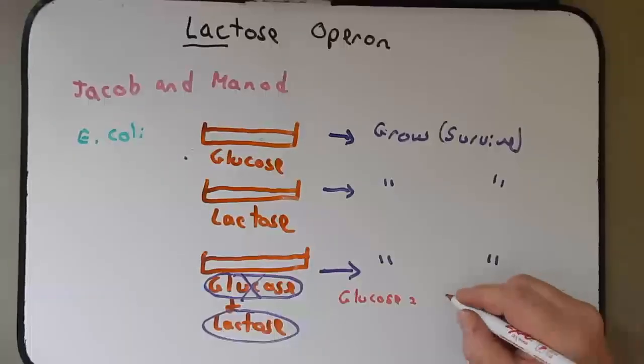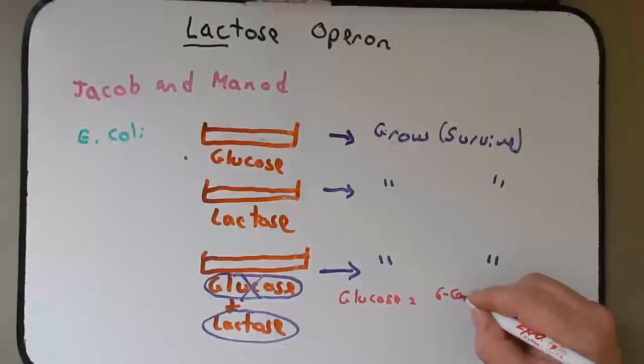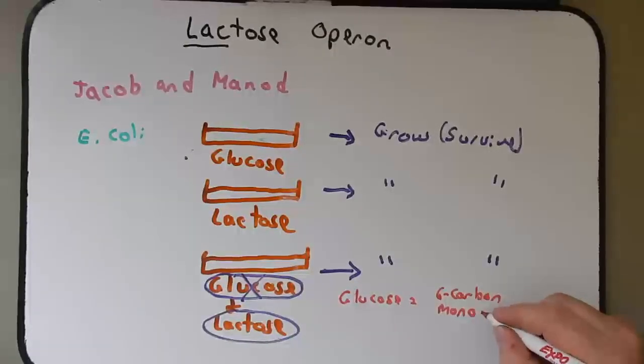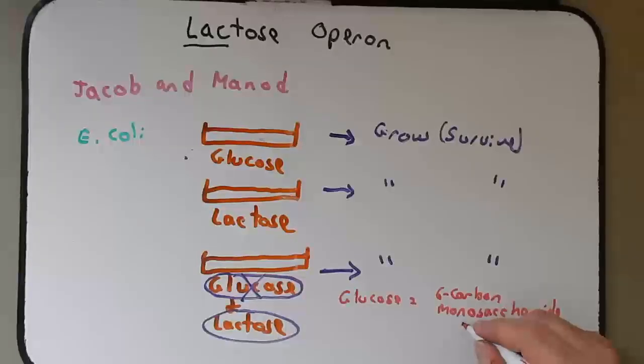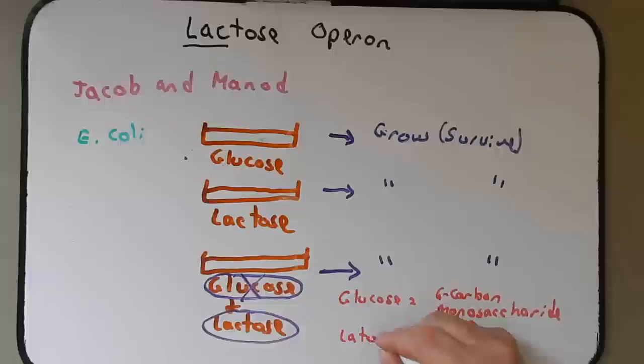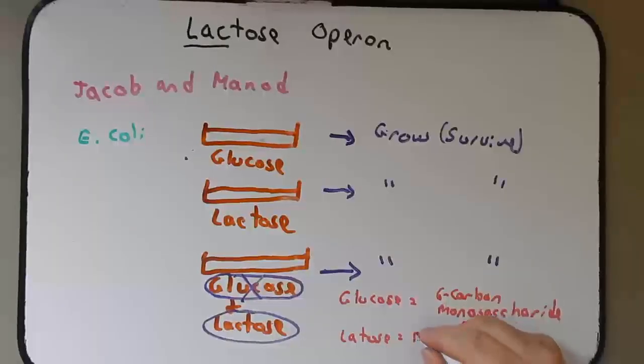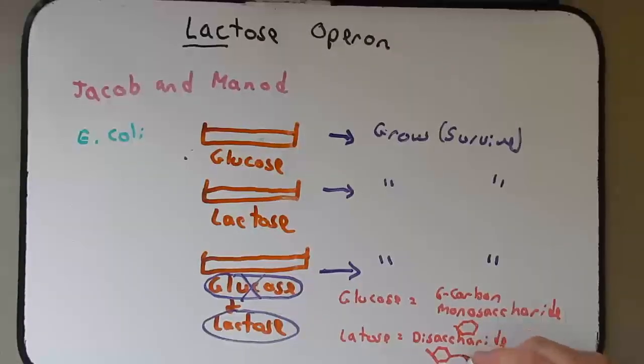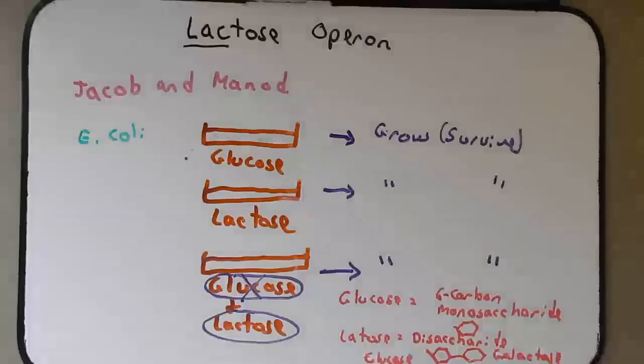Glucose is a 6-carbon monosaccharide. So it's just one ring. Lactose, on the other hand, is a disaccharide that contains one glucose molecule attached to one galactose molecule. So they reasoned that this being a single monosaccharide, the E. coli is going to use this first because it's easier to consume one molecule of glucose.